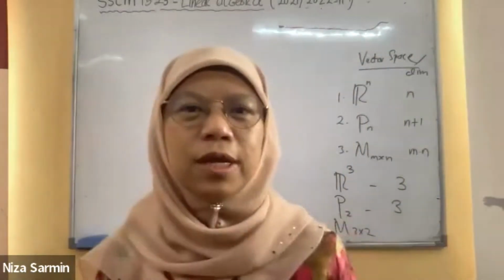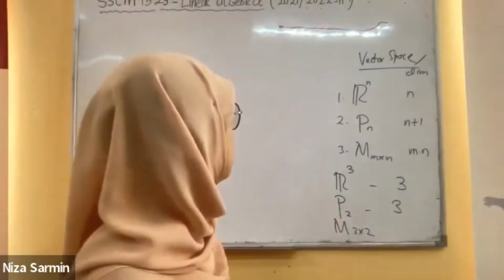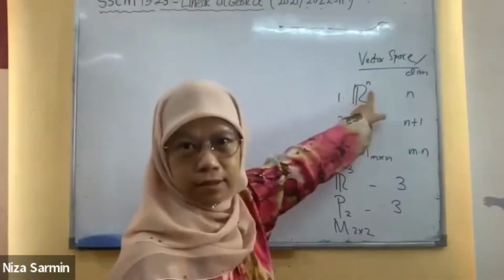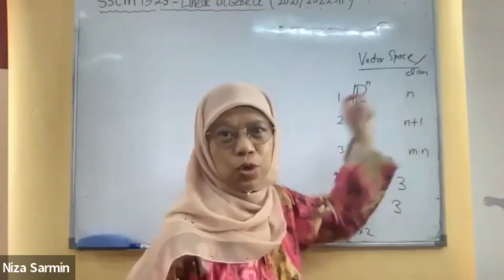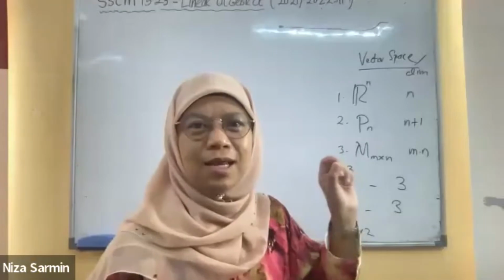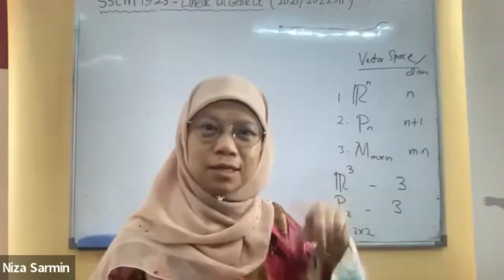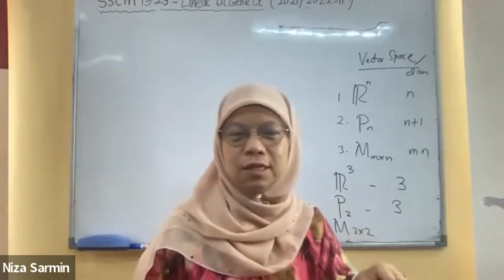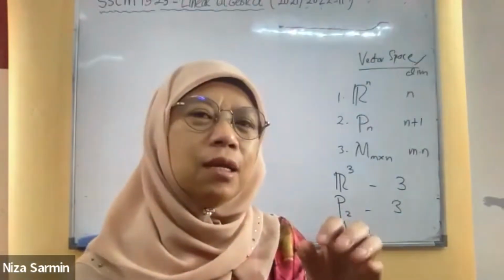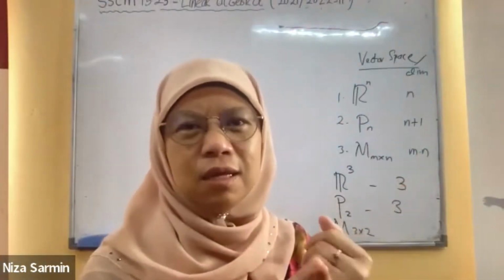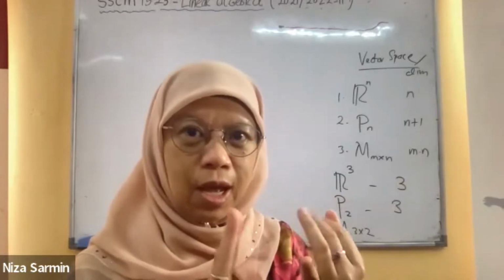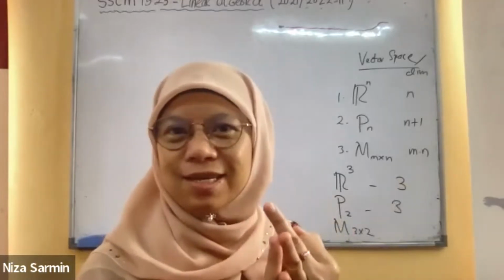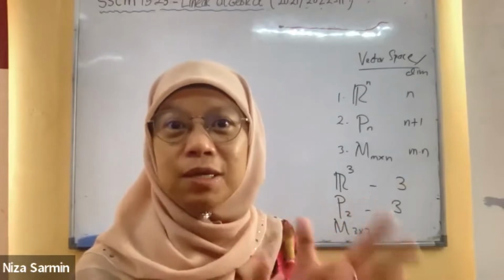Before that, we recap. For Rn, the dimension is n. So you have to have n number of vectors in the set S to be a basis. R2, you have to have 2. R3, you have to have 3. If not, it won't be a basis.